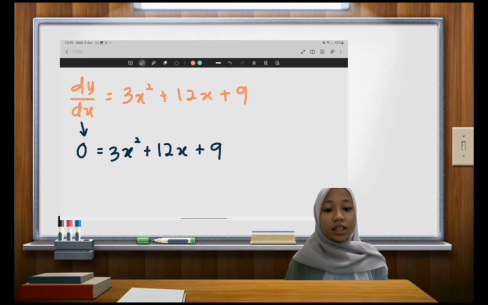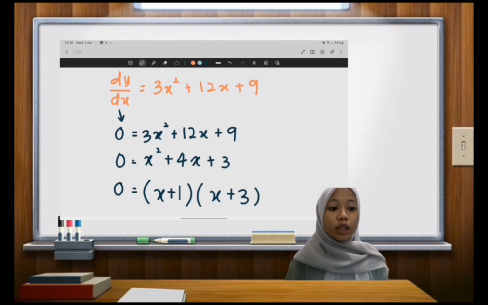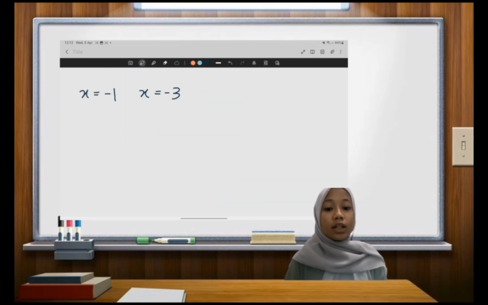We can further divide each term by 3. We can factorize to get 0 equals (x plus 1)(x plus 3), since 1 and 3 add to make 4 and multiply to make 3. We solve this by finding the value of x that makes each bracket equal 0. We get x equals negative 1 and x equals negative 3.